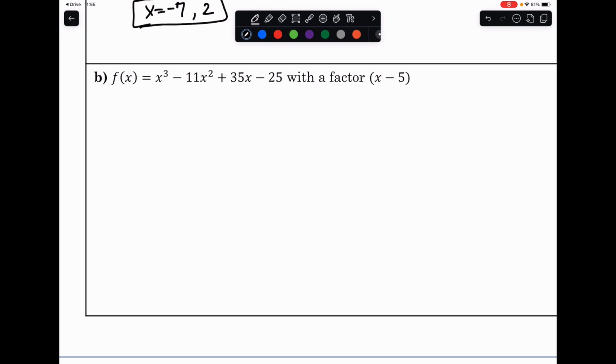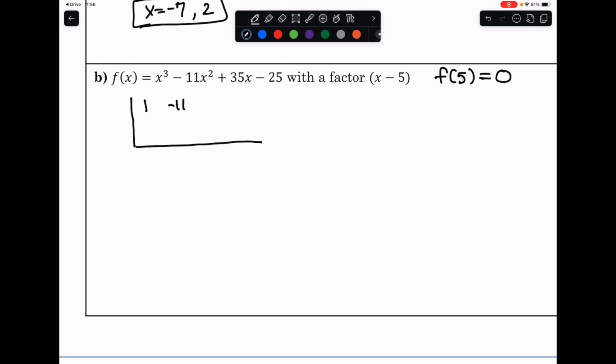So let's try this next example. Similarly, we have this polynomial function, and we're given that one factor is x minus 5, which means that f of 5 will make this entire thing equal to 0. Our objective here is to figure out what the other two zeros, the other two x-intercepts, are to this function. So using synthetic division, we're going to figure out the quotient.